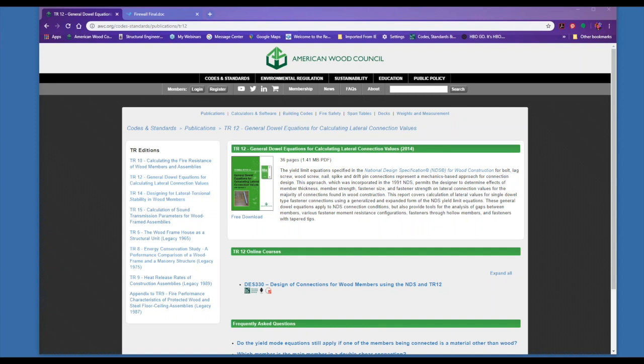If you are doing lateral connection provisions... so when we talk about withdrawal provisions, that's where the load is applied parallel to the dimension of the fastener. So you're going to use the full tip length if it's a withdrawal load.